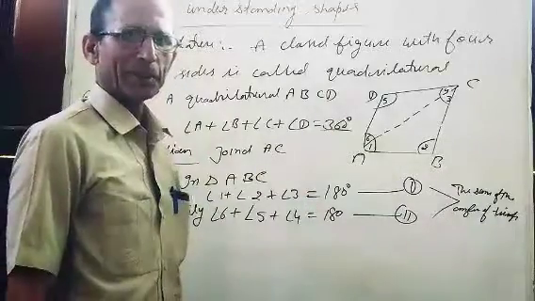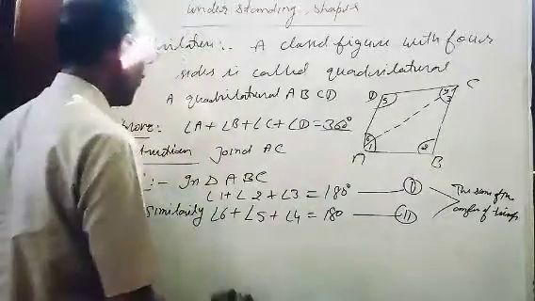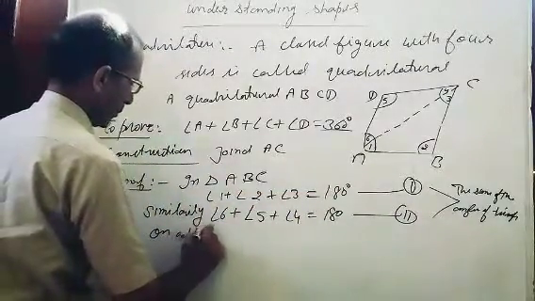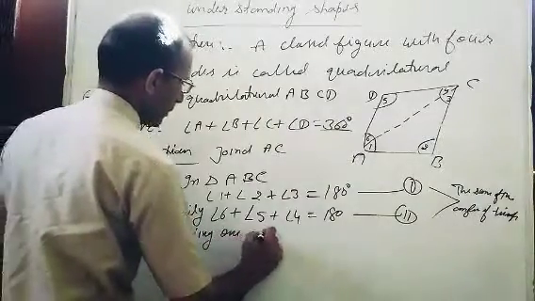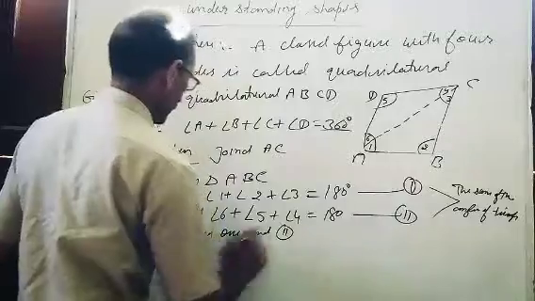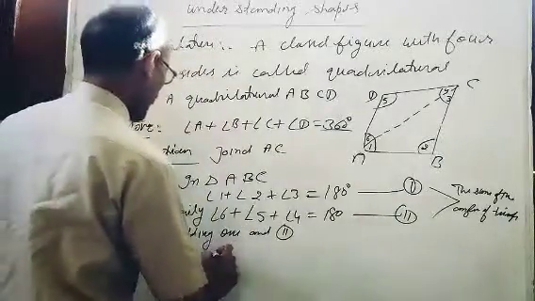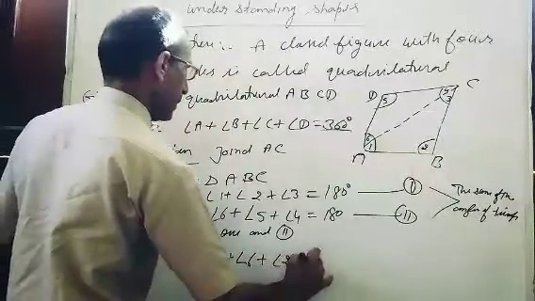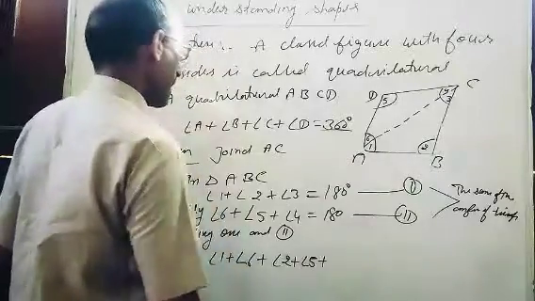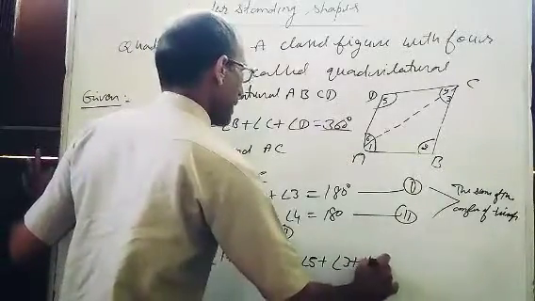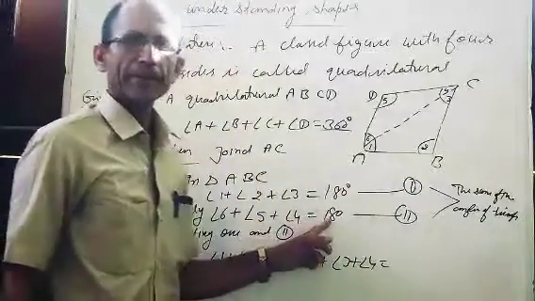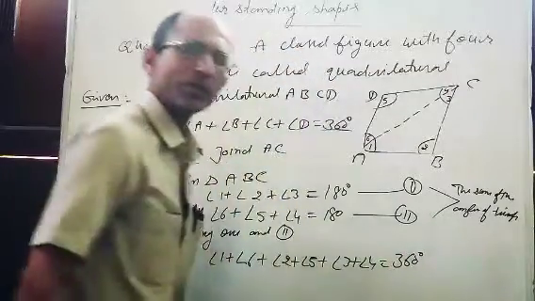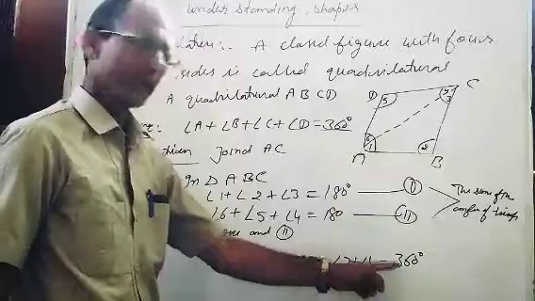Now on adding equations 1 and 2. This is equation 1, this is equation 2. On adding 1 and 2: angle 1 plus angle 6 plus angle 2 plus angle 5 plus angle 3 plus angle 4 is equal to 180 plus 180, which becomes 360.